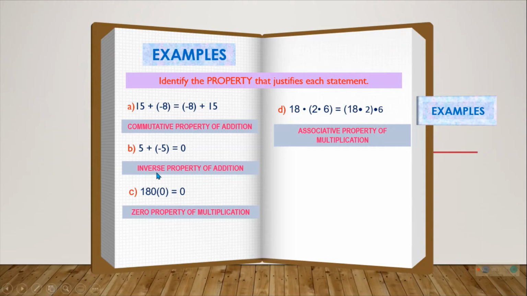When you add the opposite or multiply by the opposite, that is inverse. When you multiply by 0, that is the zero property. Next one, 4 times the quantity 5 minus 8 is equal to what? So, 4 times 5 is 20 minus 4 times 8 is 32. So, that is the distributive property.